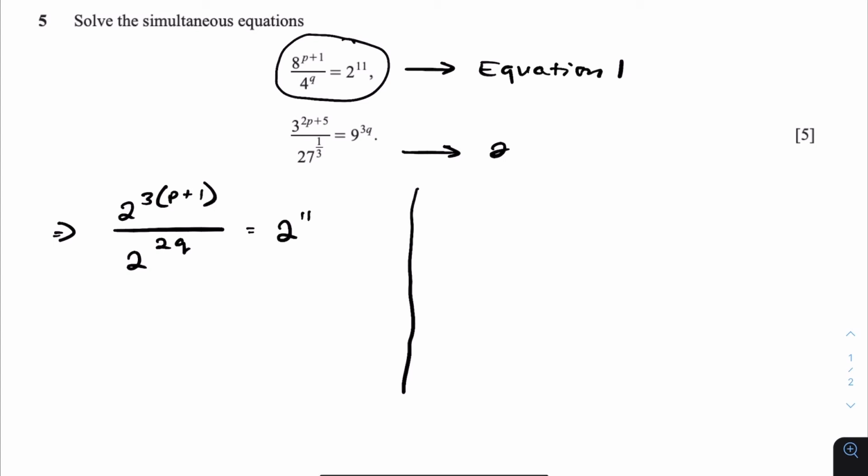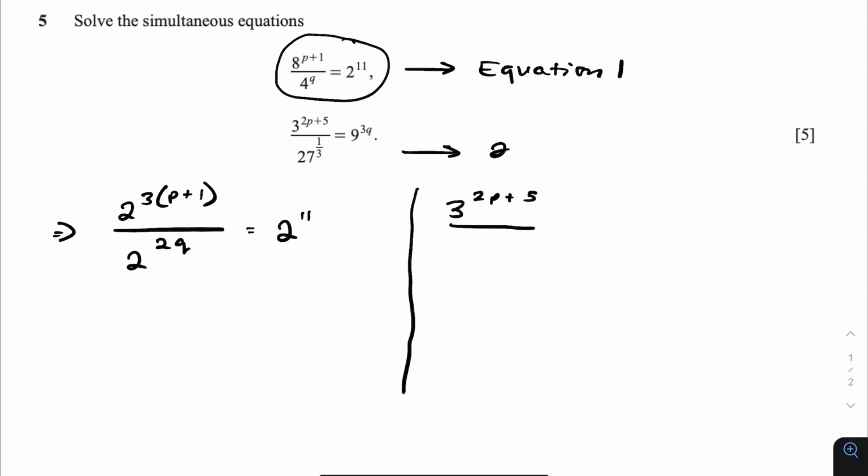So now we've all got the same base here. It's a similar base here, so we can actually easily equate this to make a linear system of equations. Now let's do equation 2. That can be written as, so everything here can be written to the base 3. So 3 to the power of 2p plus 5 is divided by, and then 27 can be written as 3 to the power of 3.